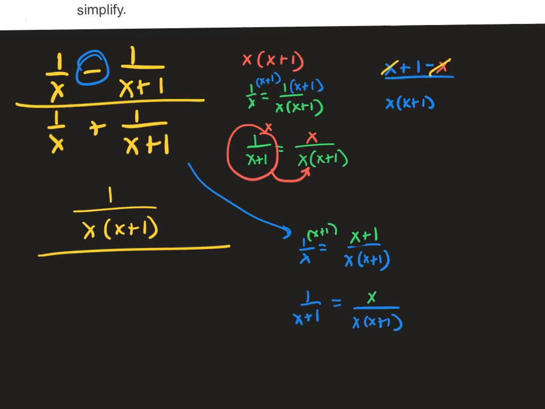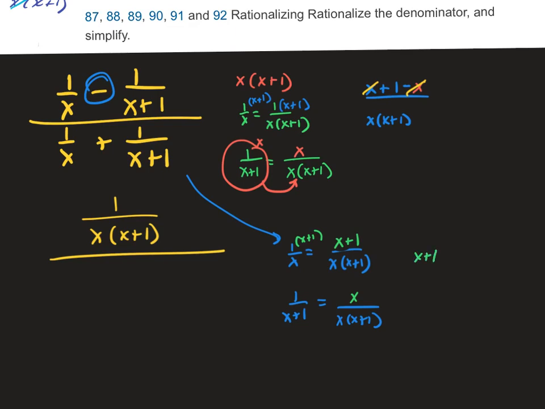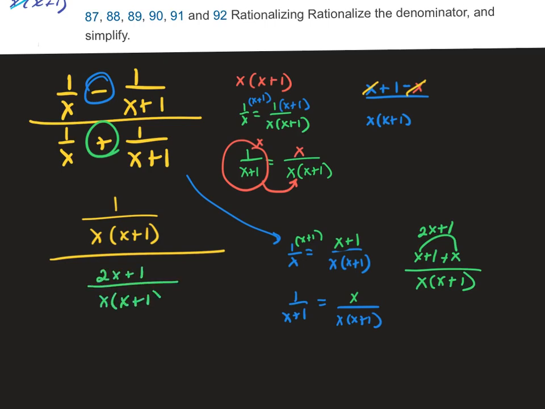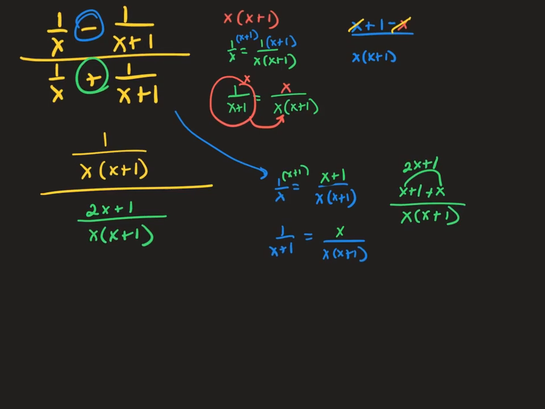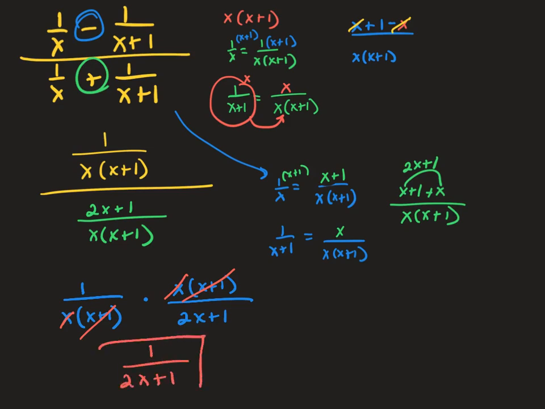So, rewrite that off here to the right. X plus 1. This time it's a plus in between. Plus x over the least common denominator, which was x times x plus 1. That becomes 2x plus 1. So my denominator is 2x plus 1 over x times x plus 1. Now I keep, change, flip. So the numerator stays as 1 over x times x plus 1. Change division to multiplication and flip the denominator: x times x plus 1 over 2x plus 1. The x cancels. The x plus 1's cancel, and I end up with 1 over 2x plus 1.